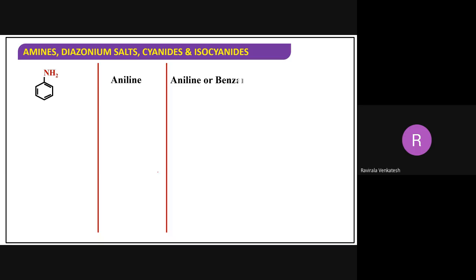So next we'll see aromatic nomenclatures. This is called aniline. We can call it aniline, or benzene amine, or benzenamine also. But 100% of the time we'll use aniline only. Even in IUPAC nomenclature we can use aniline. Okay, aniline is the nomenclature generally.